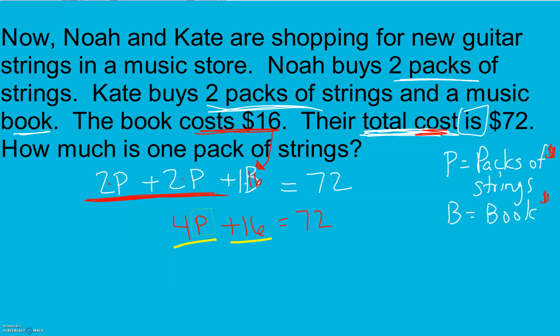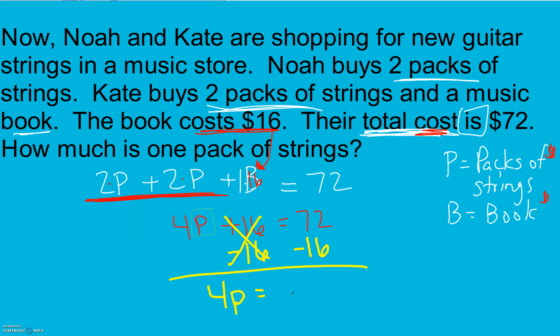First thing I'm going to do is get rid of my addition by subtracting. That gets me to 0. When I subtract here, I get 56. Then I can divide to get rid of my multiplication. Remember, we go in reverse PEMDAS, and it's $14 per pack of strings.